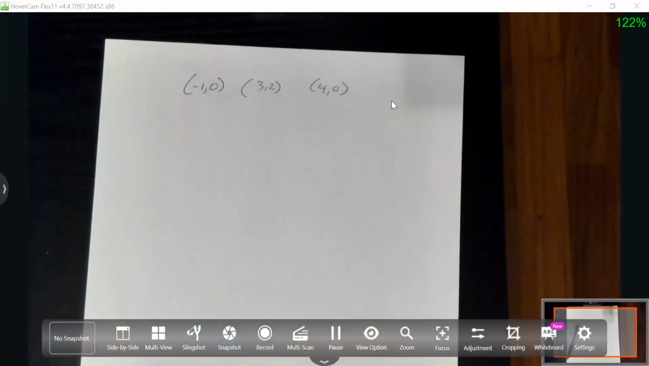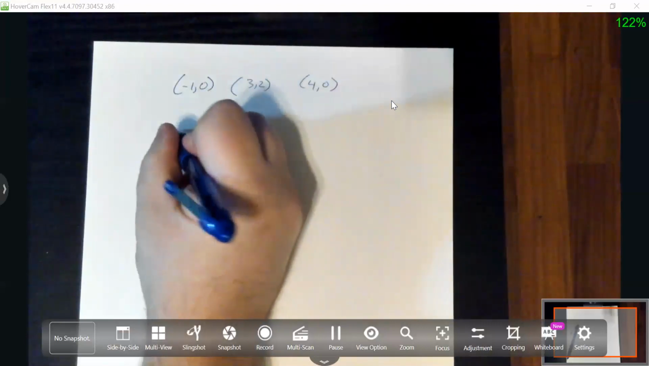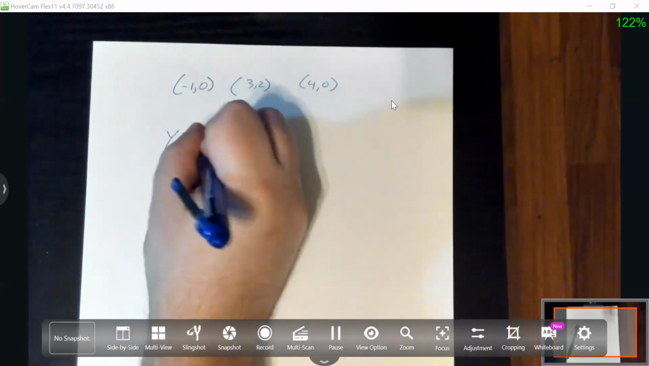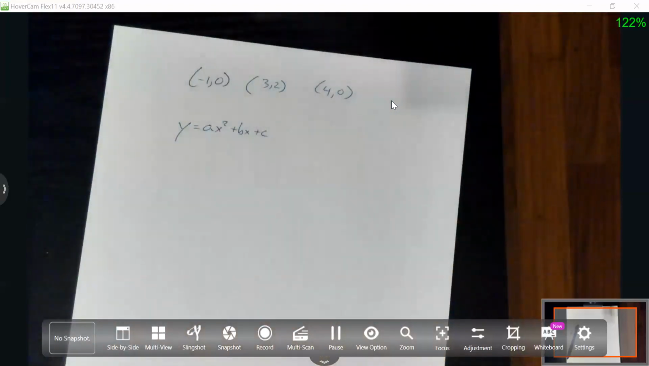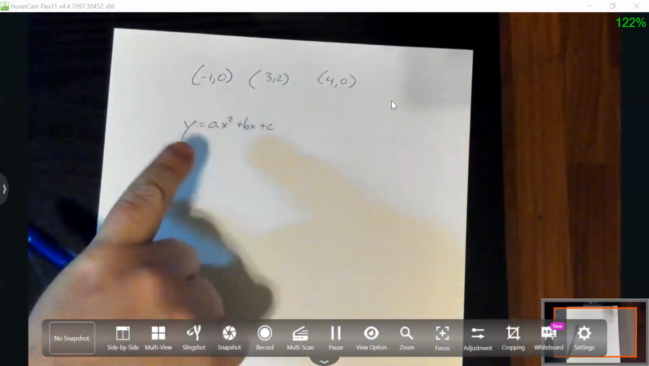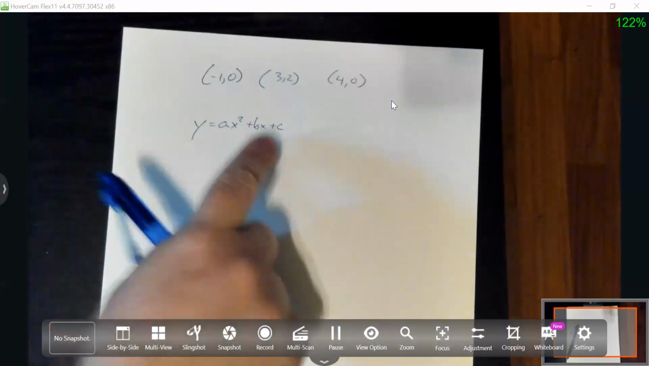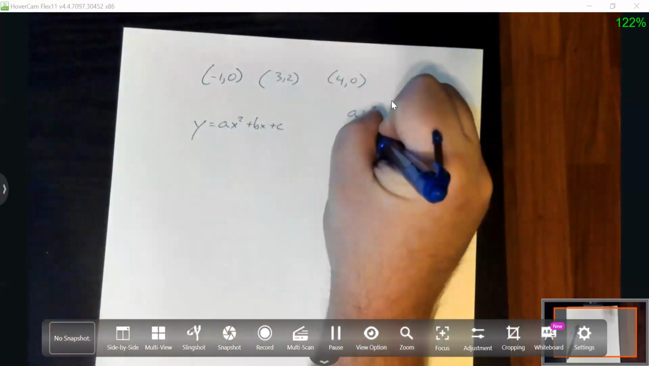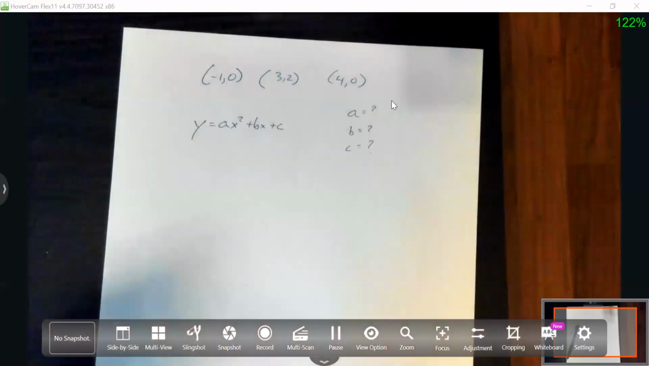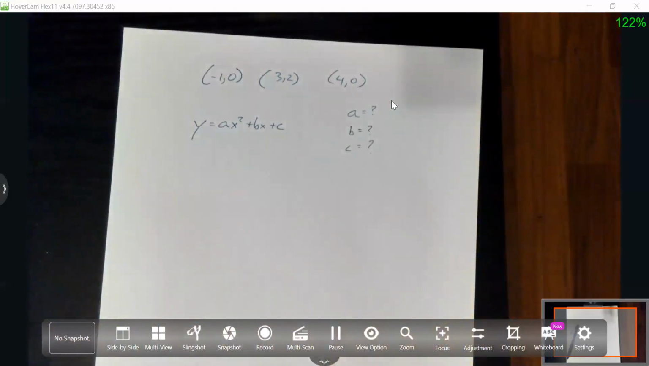So here's our problem. Our general formula for a parabola is y equals ax squared plus bx plus c. We need to be able to find out what the a, the b, and the c are in order to write out what the general form of the parabola is. Without that, we're going to be in trouble.